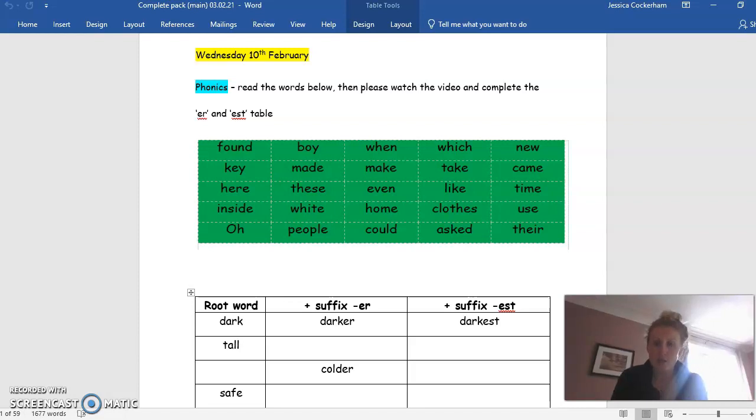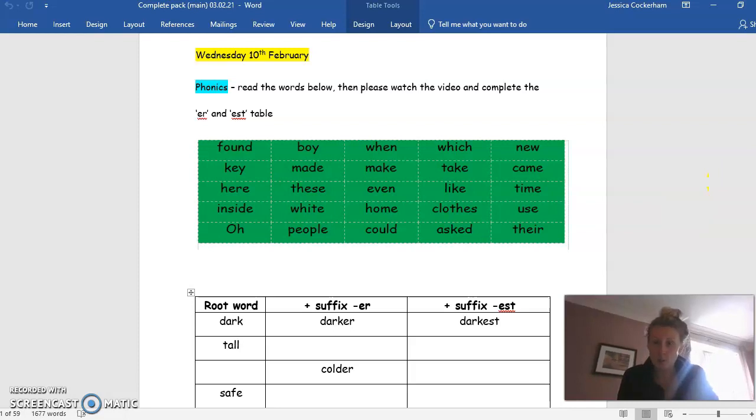When we go through this work today, you can fill out the table as we go. We're going to be looking at the ER and the EST suffix again today. We've already looked at it a couple of times, but I just want to focus on two of the rules. There are a few rules when we're adding these suffixes, but I want us to focus on two today. So you can see our table here.